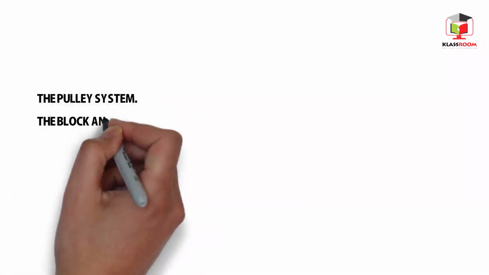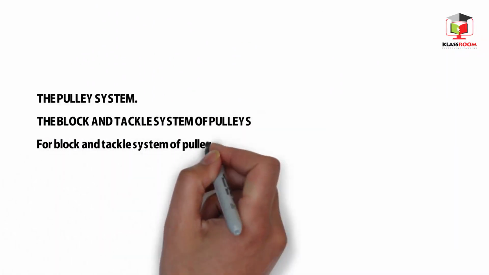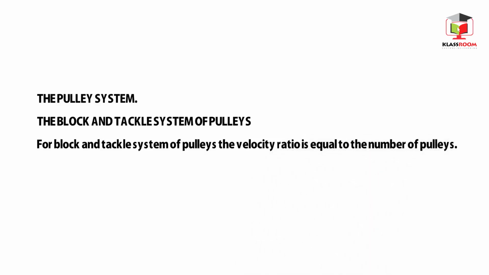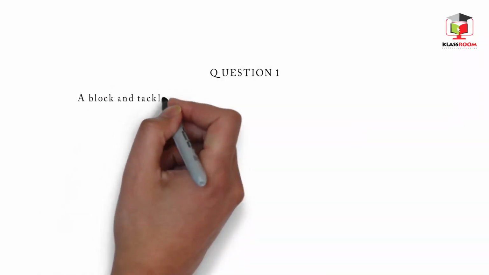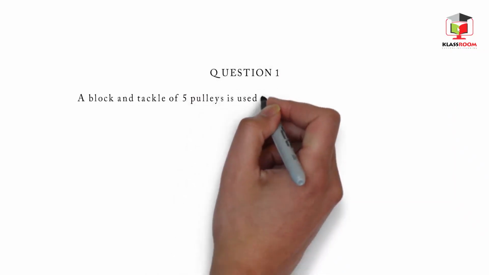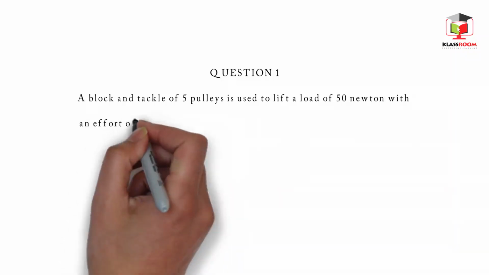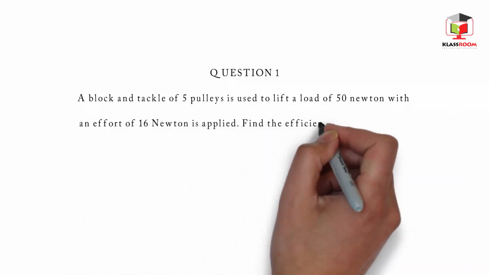The pulley system. The block and tackle system of pulleys. For a block and tackle system of pulleys, the velocity ratio is equal to the number of pulleys. Question 1. A block and tackle of 5 pulleys is used to lift a load of 50 Newton when an effort of 16 Newton is applied. Find the efficiency of the machine.